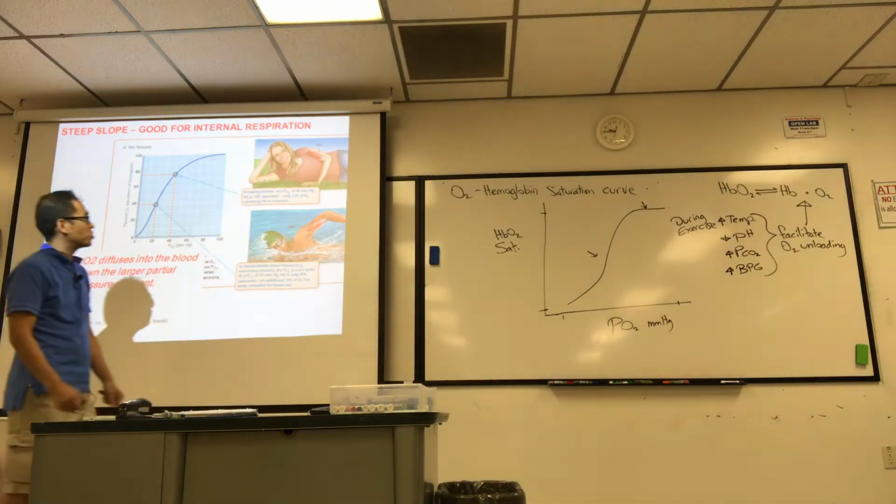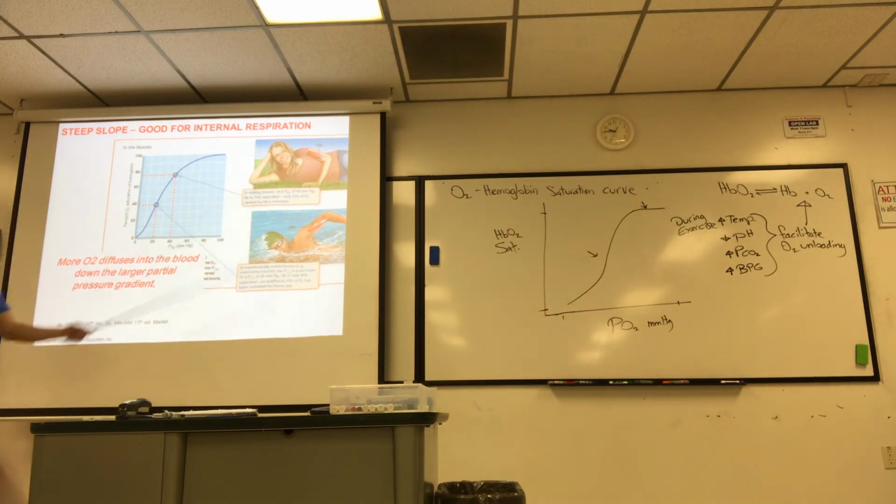But now think about the tissues. In a condition of rest, just reclining at the park, here are the metabolic needs. The PO2 is 40, so the saturation was about 75. But when you're working out, swimming, PO2 drops to 20. We said that the saturation was much less, maybe about 40%. So what I taught was that the steep slope was good for dropping off O2, good for internal respiration.